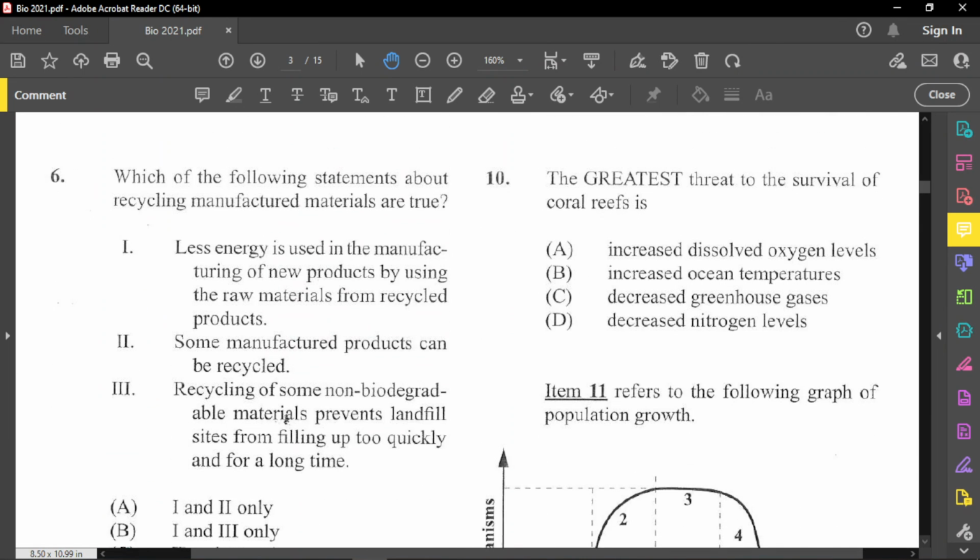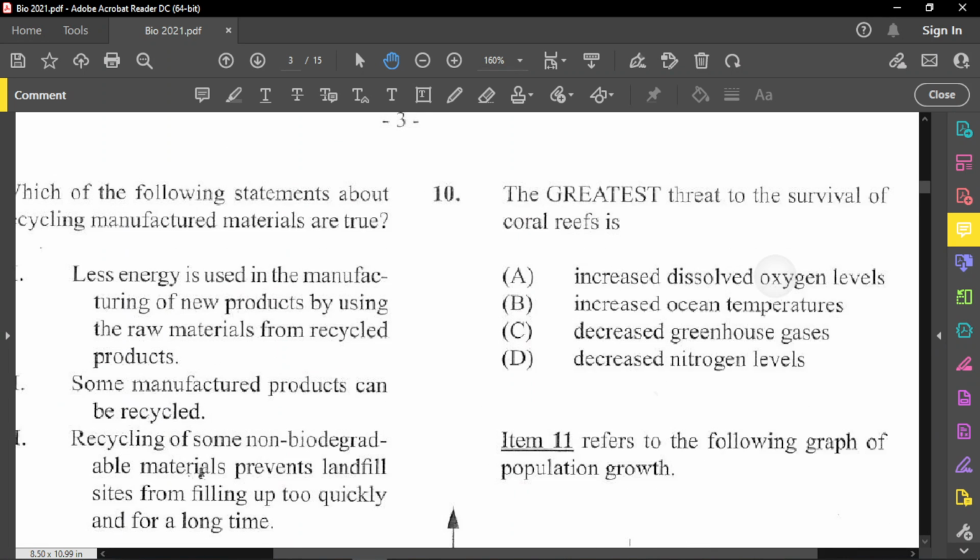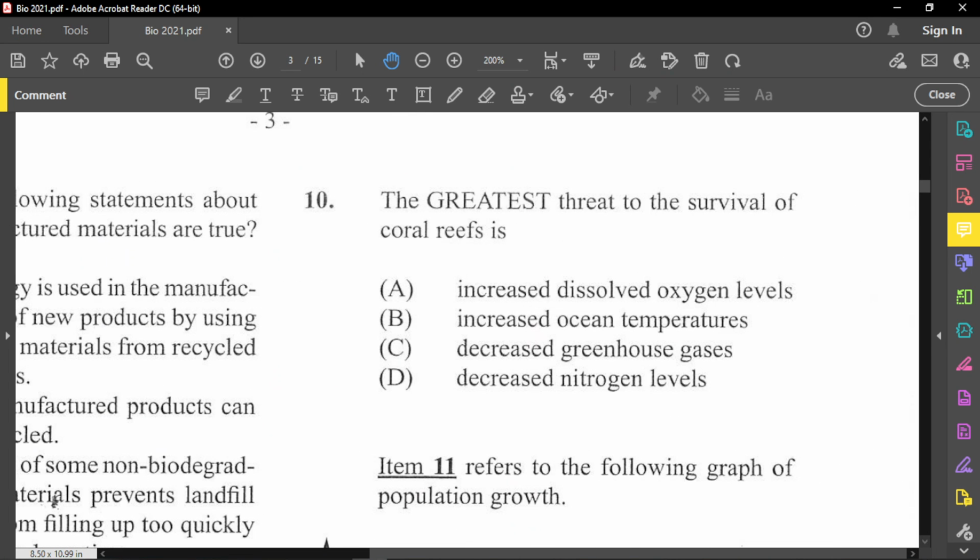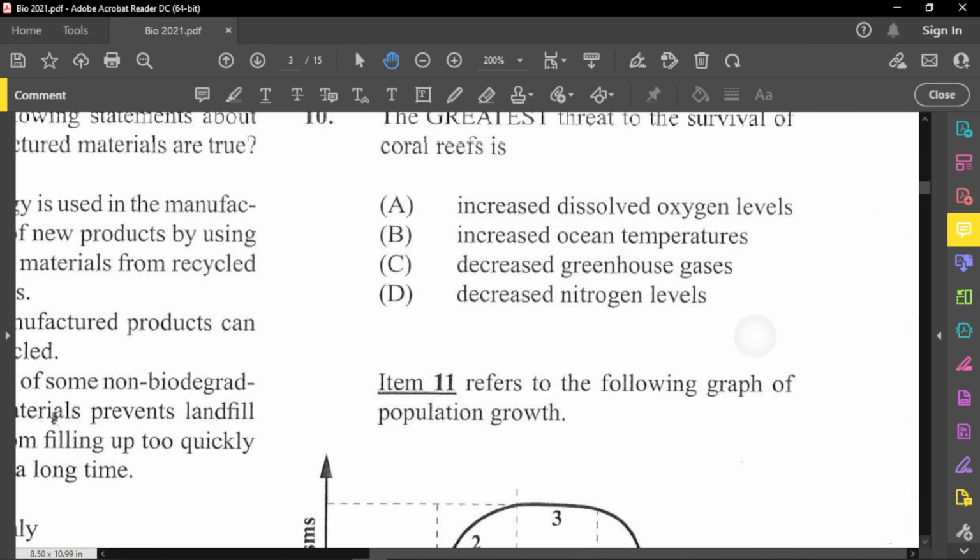All right, so in question number 10, it reads that the greatest threat to the survival of coral reef is what? And so he said increase in the oxygen level. That's seeming good there. It's an increase in ocean temperature, which is a very bad thing because an increase in temperature could damage the coral reef. In matter of fact, increased temperature will affect the zooxanthellae within the coral themselves. And so therefore it will lead to bleaching.